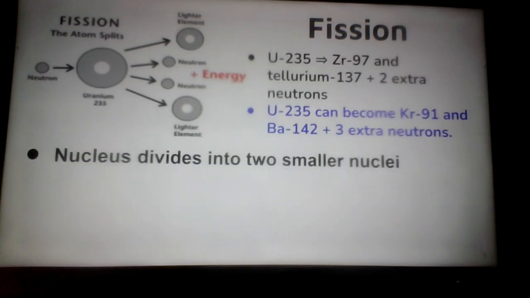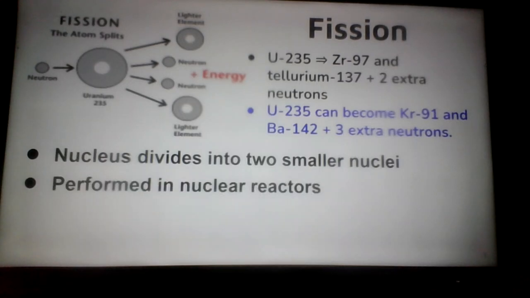In more general terms, the nucleus divides into 2 smaller nuclei. Could be right in half, split right down evenly. Could be 2 different results, as you see in those examples, zirconium and tellurium, or krypton and barium.